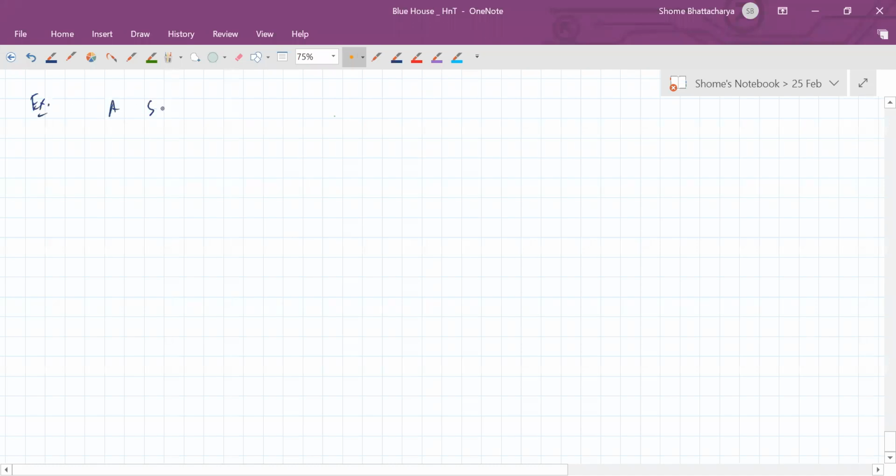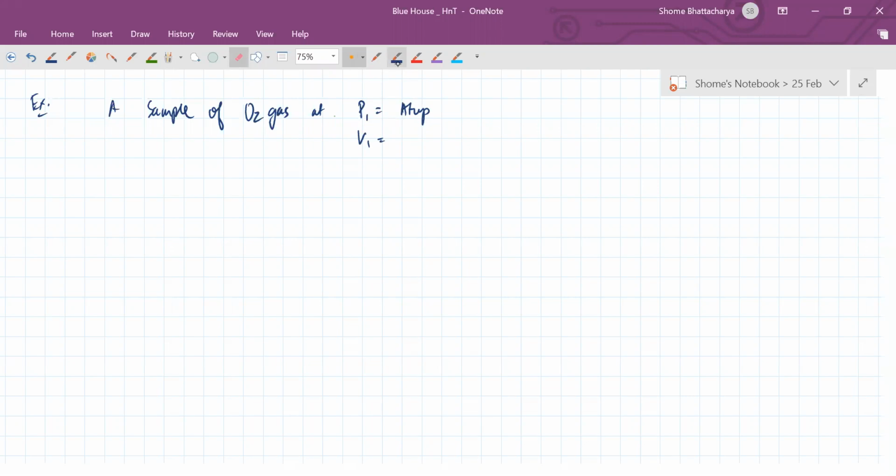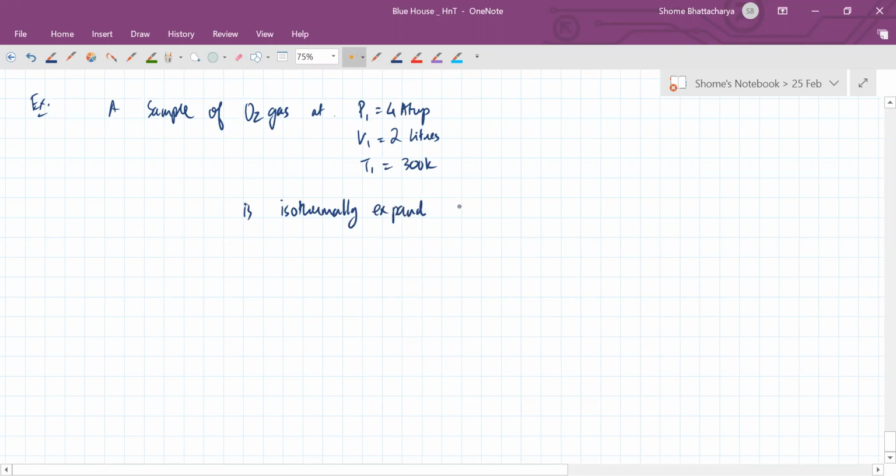So a sample of oxygen gas at a pressure of 1 atmosphere, or let's say the pressure initially is 4 atmospheres, the volume is 2 liters, and temperature of 300 kelvins is isothermally expanded to a volume of V2 equal to 5 liters.